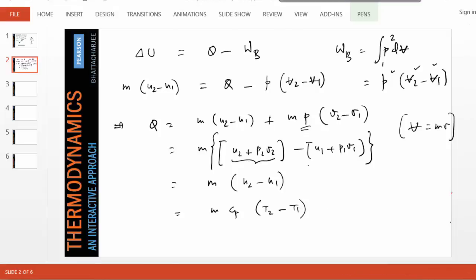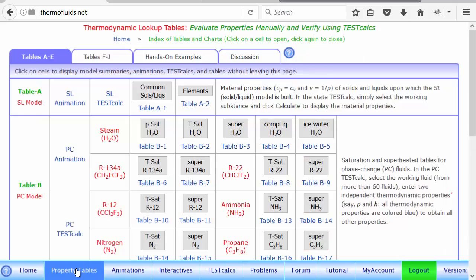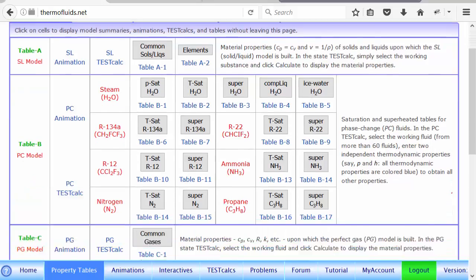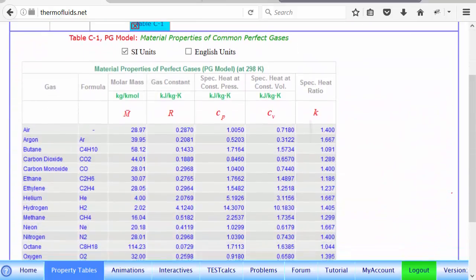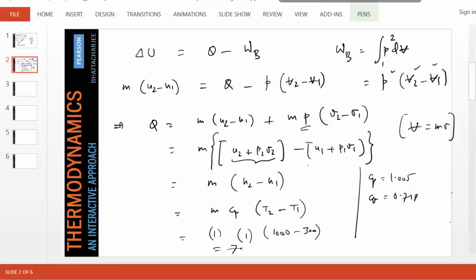If we go and pick up the value of Cp and Cv for air, we go to the property tables, and for the PG model, common gases, for air, Cp is almost 1.005, and Cv is 0.718. Cp is 1.005, Cv is 0.718 in appropriate units. So mass is 1 kg, Cp is almost 1, times 1000 minus 300. So the answer should be close to 700 kilojoules.